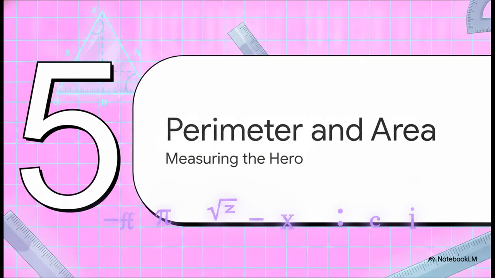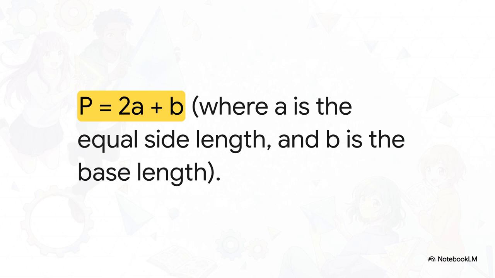All right, Section 5, calculating perimeter and area. Finding the perimeter, the total distance around the outside, is remarkably straightforward. P equals 2A plus B. Because we already know two of the sides are identical, we don't need to add three different numbers together. We just take A, which represents our hero's equal legs, multiply it by 2, and add B, the base. It's a highly efficient little shortcut born directly from the shape's definition.